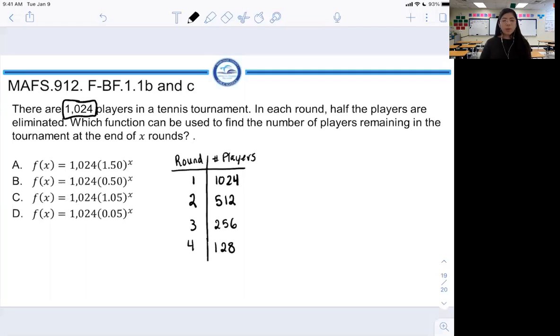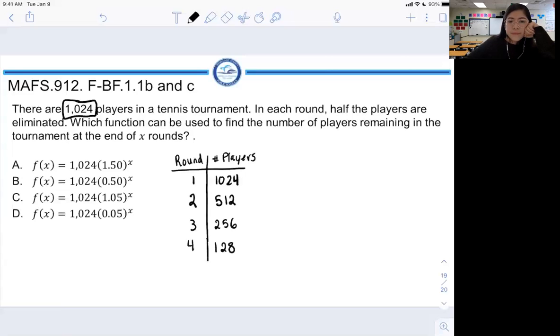Now the question is, which of these functions can be used? So name some strategies for me. What can I possibly do to find the correct function? There's a couple of different ways to do this. You asked what can we do, right, Miss? So I have an idea. Go for it. What is it?